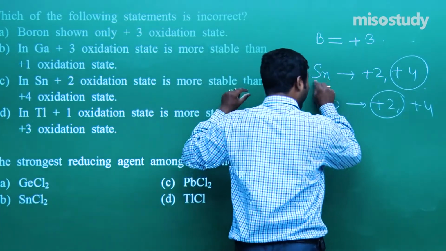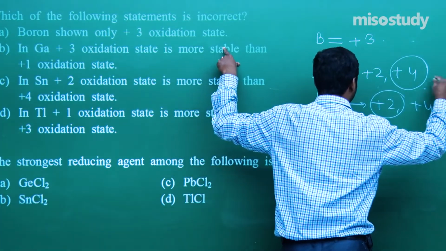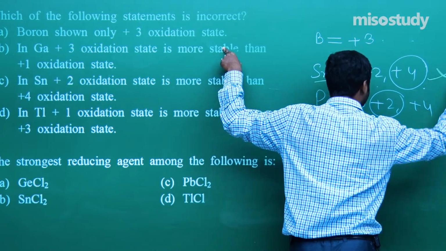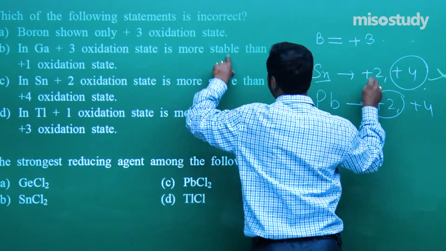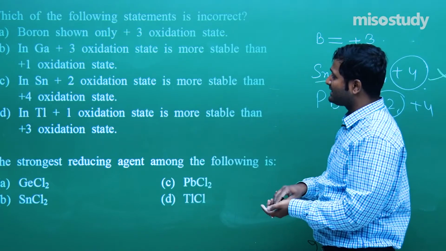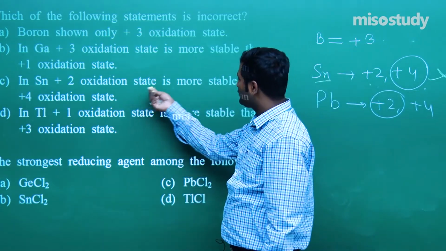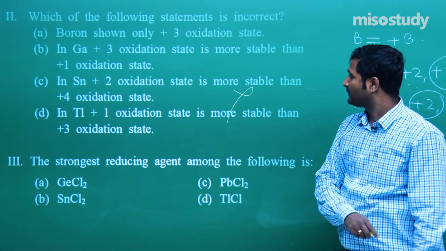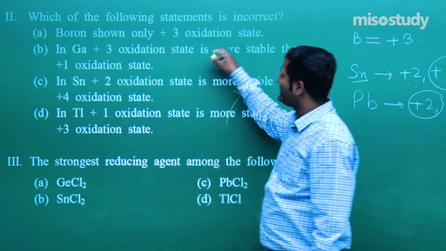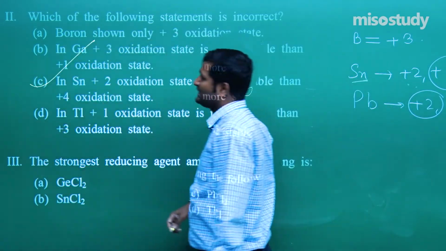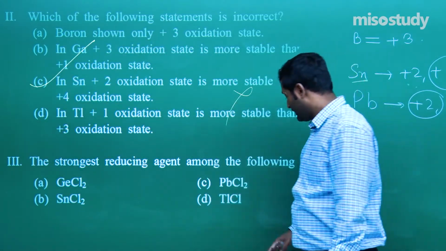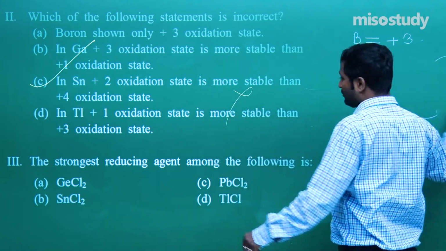Clear to you? For Sn, what I am telling is that the +4 oxidation state is more stable than +2. So this statement is incorrect. In Sn the +2 oxidation state being more stable, no, this is wrong. So for this, C is the incorrect statement. So C is the correct option. Clear? Now let's move to the next question.